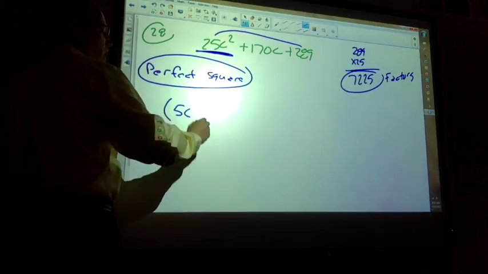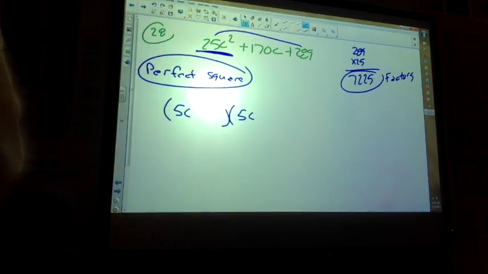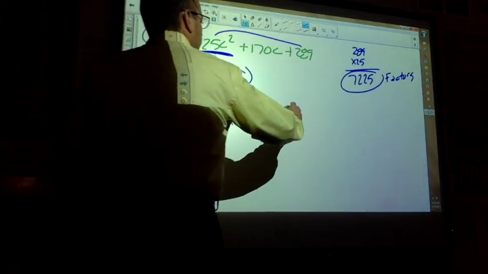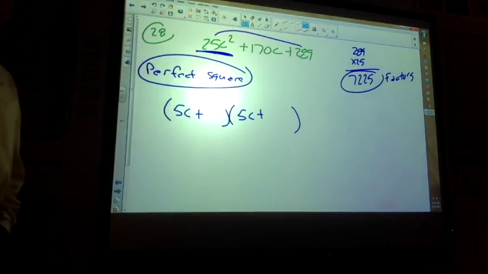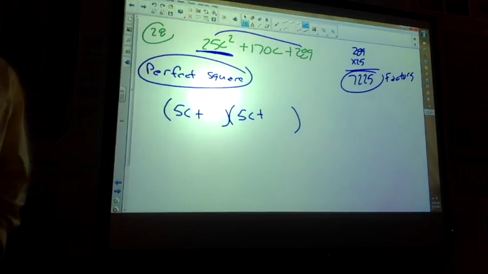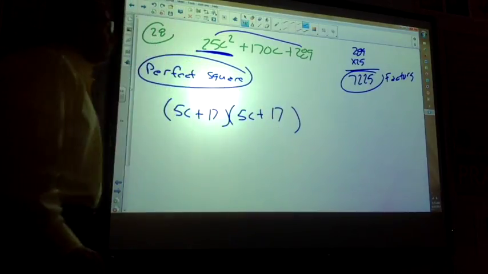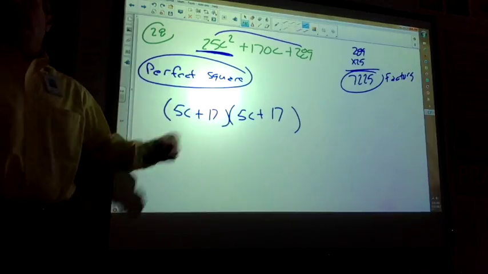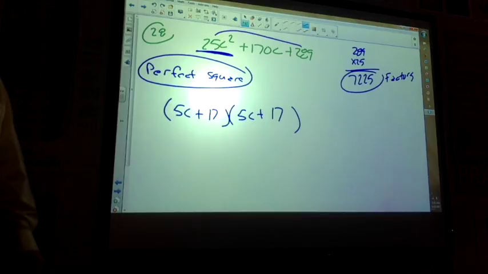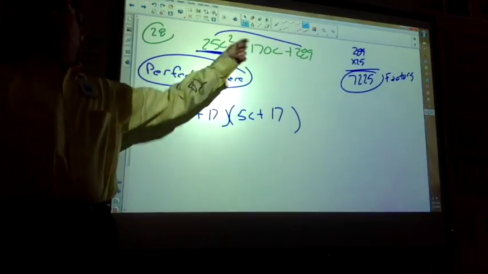I get 5c. So I'm going to have 5c and 5c. Agreed? 5c times 5c is 25c squared. Still with me? The square root of 289 is what? Alright, the square root of 289 is 17, isn't it? Okay. What is 5 times 17? 5 times 17, that's what I said, is 85. So 85 plus 85, is that 170? Uh-huh.